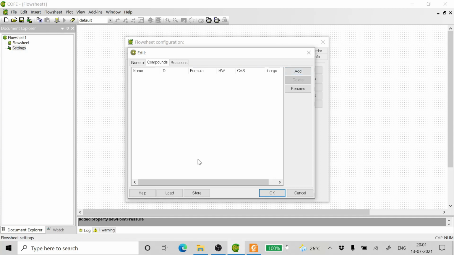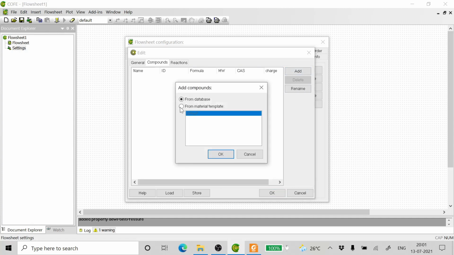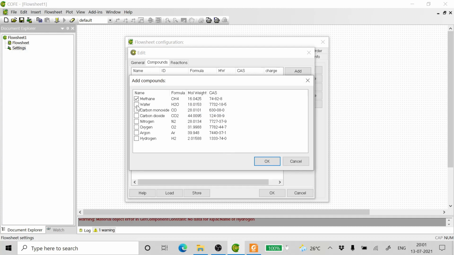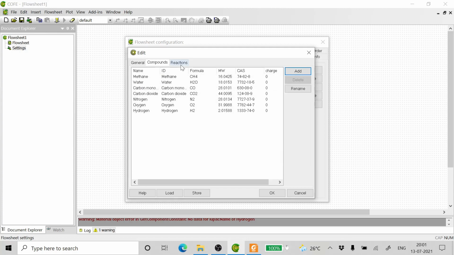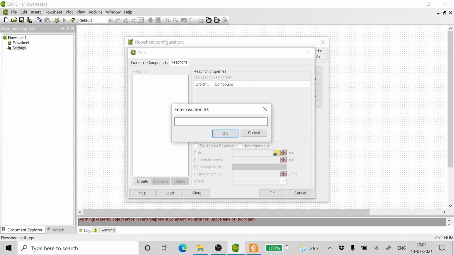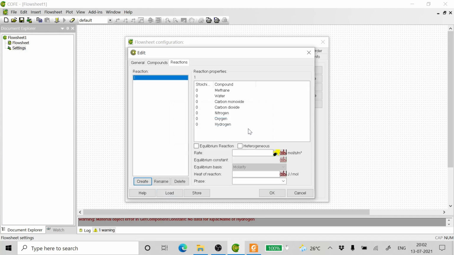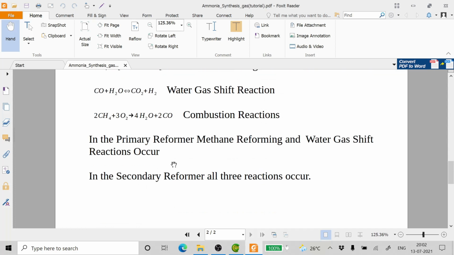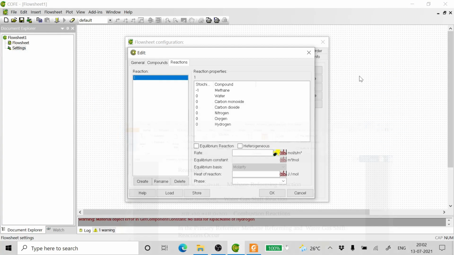Now we click add. So there are two ways of doing it. If we click add, we can say from material database, or from material template. So we select material template and we select all the compounds. Now, what is not reacting? We know that argon is not a reacting compound, so we do not select argon and we click OK. Now we go to the reactions and we create the reactions. So the first reaction that we are going to have is methane reacting with steam.